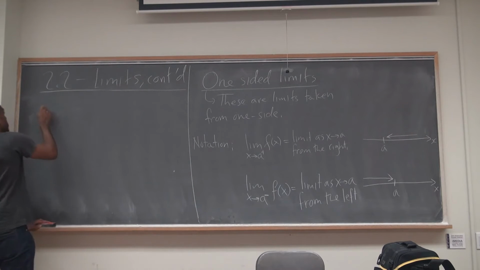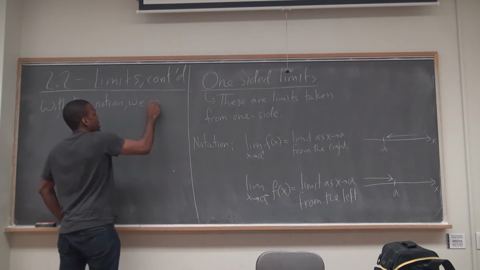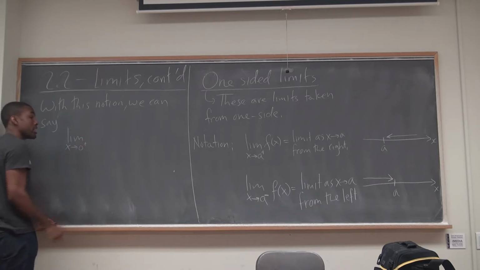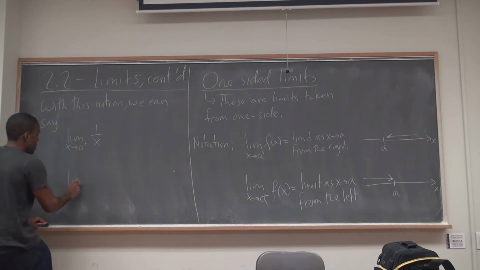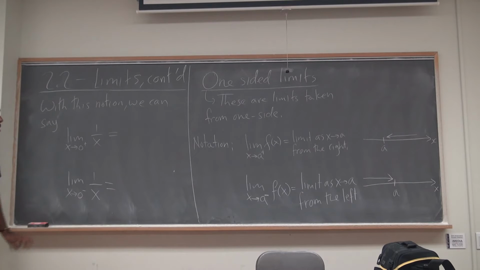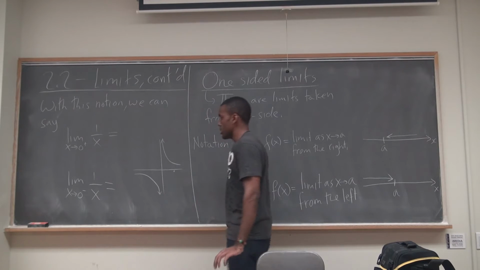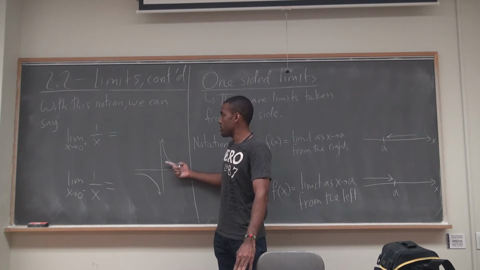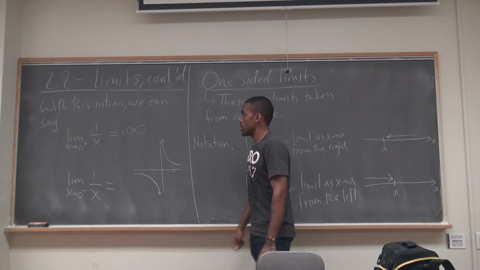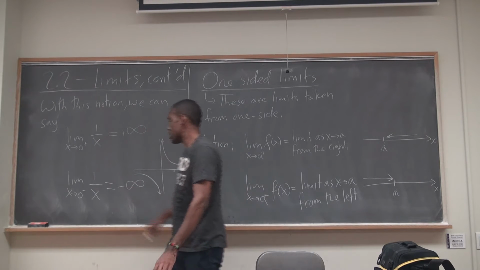With this notion, we can say the limit as x approaches 0 from the right of 1 over x versus the limit as x approaches 0 from the left of 1 over x. Here we can actually define answers. Remember, my 1 over x looks like this. If I'm getting close to 0 from the right side, what's happening to my function? It's shooting up. I call this positive infinity whenever my function does that. If I'm coming from the left side, though, it's shooting down. So I can say it's negative infinity when that's going on.